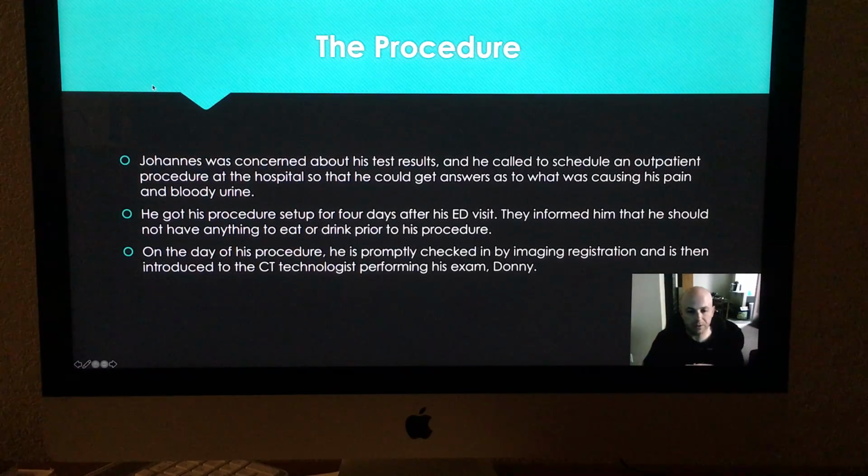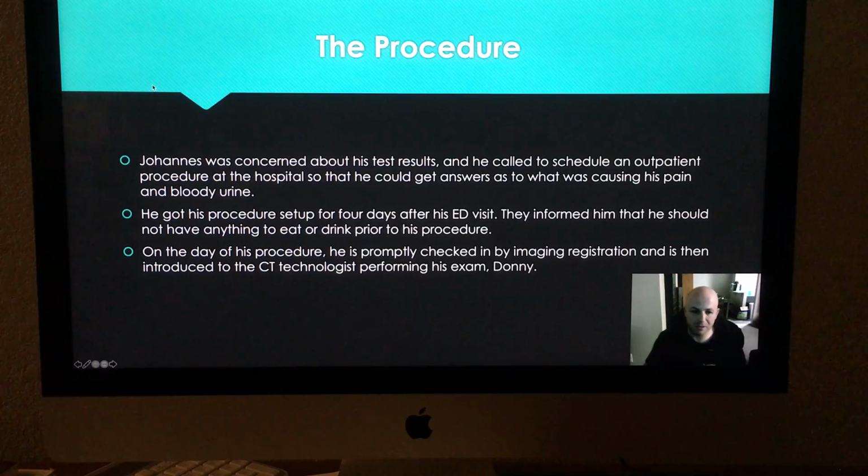Okay, I'm going to talk about the procedure part of the presentation now. So Johannes was concerned about his test results, rightly so, and he called to schedule an outpatient procedure at the hospital so that he could get answers as to what was causing this pain and bloody urine, because obviously it was something a little bit more than a kidney stone. So he got his procedure set up for 4 days after his ED visit. It was a very fast process.